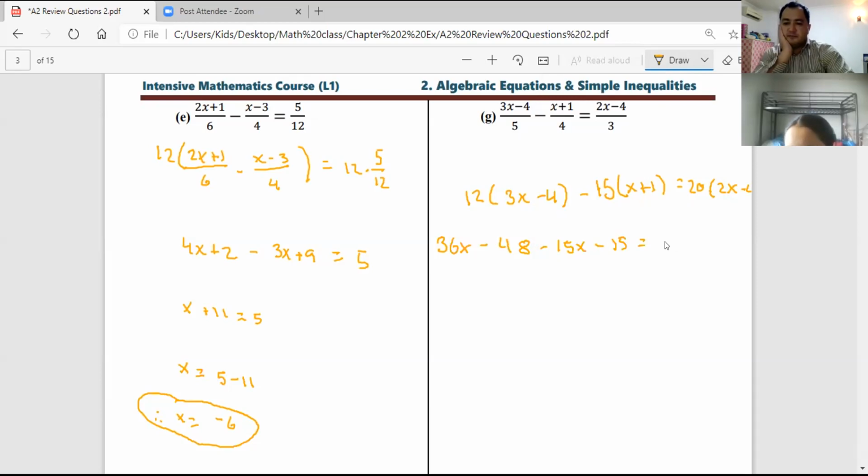Equals 40x minus 20 times 4, right? What is it? 80. Very good. Now take all the unknowns, the terms that have x, to the left-hand side, okay.